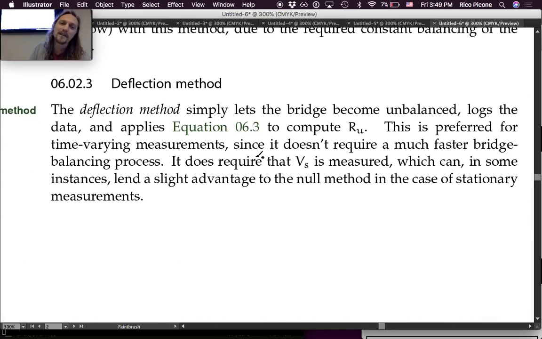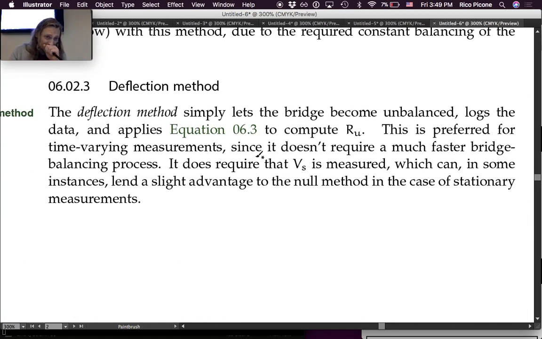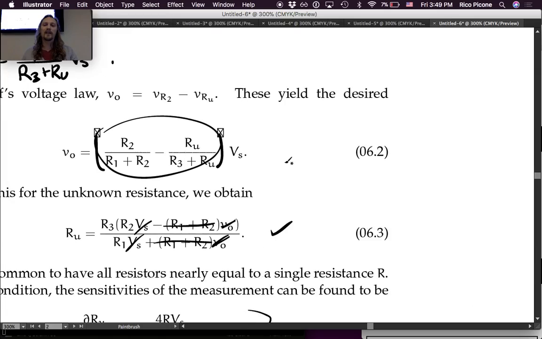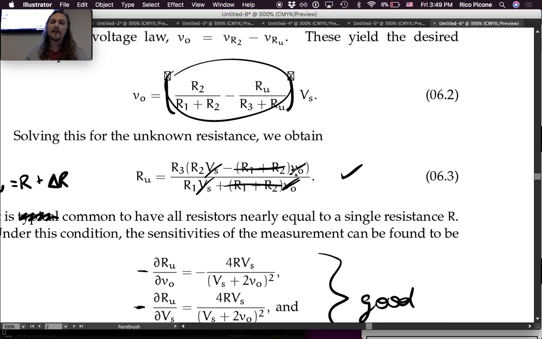So the other method is called the deflection method. The deflection method simply lets the bridge become unbalanced, logs the data, and then applies equation 6.3 to compute RU. So it's like, well, it's nice when all this stuff cancels, but we could also just measure it and compute it.